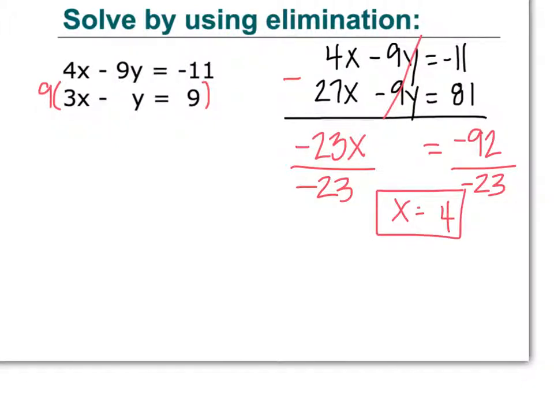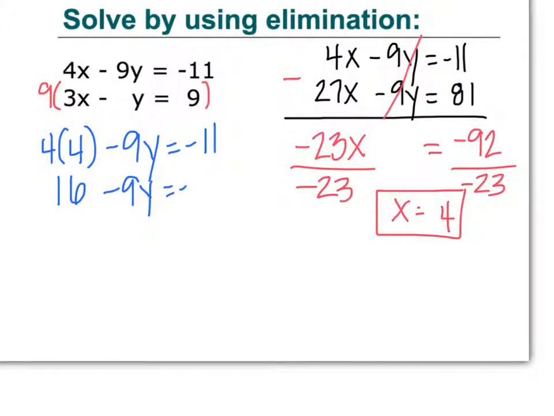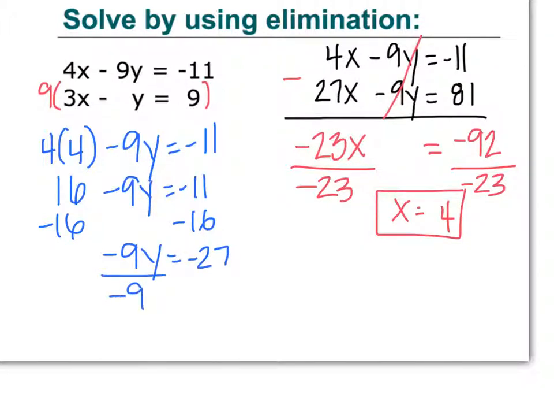Since I know my x, I can plug it back into either of the two original equations. So I'll just plug it into the top. So that would be 4 times 4 minus 9y equals negative 11. 4 times 4 is 16 minus 9y is negative 11. I can subtract 16 from both sides. Negative 9y is equal to negative 27. If I divide both by 9, I get y equals 3. And I now have the ordered pair solution, 4, 3.